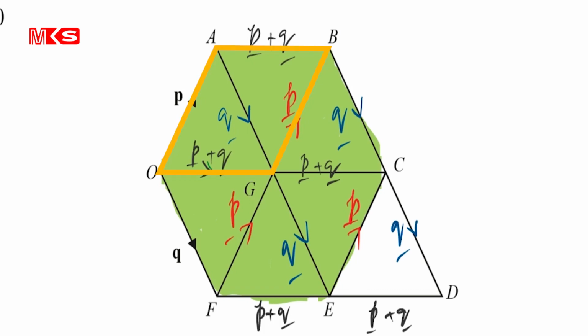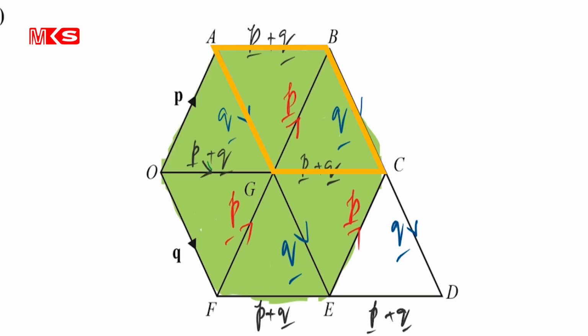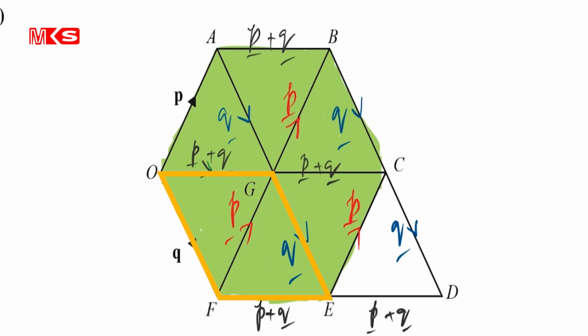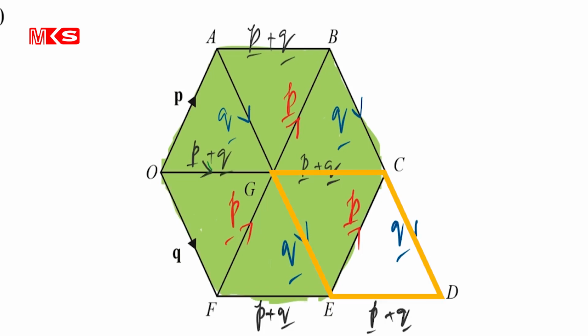You can see here ABGO as a rhombus, ABCG as a rhombus, OGEF as a rhombus, GCDE as a rhombus, ABDE as a parallelogram, and so on.